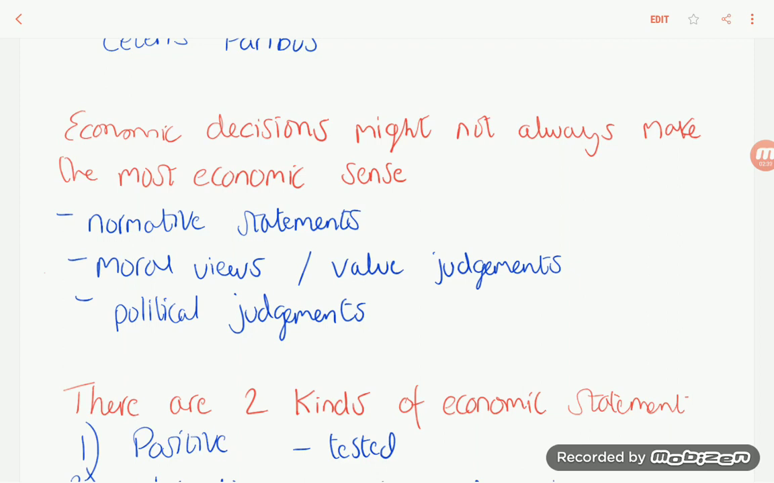For example, decisions might be based on normative statements, which are people's opinions, moral views and value judgments, for example, the view that people shouldn't live in poverty so wealth should be shared, political judgments, for example, lowering taxes may win votes for a government, short-term positive consequences of a decision, regardless of long-term consequences. For example, reducing taxes may win an election, but it will reduce the government's income and may lead to public spending cuts.